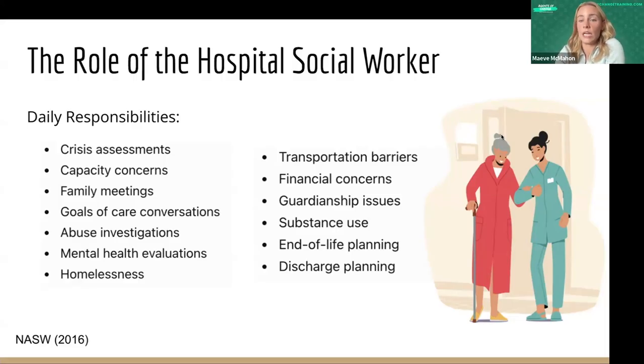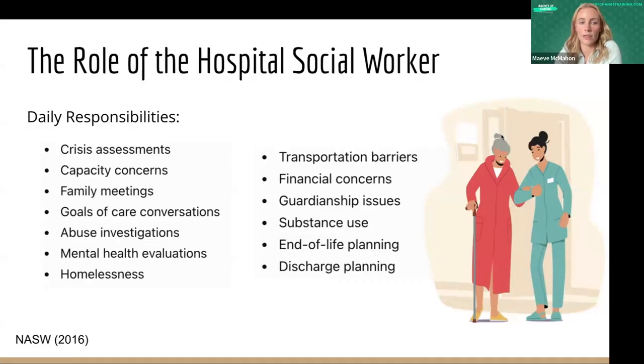Transportation barriers can be a huge issue when trying to make sure that someone is healthy and has access to the care that they need. Financial concerns. Unfortunately, it is expensive to be sick in the country that we live in. So that's something we address.